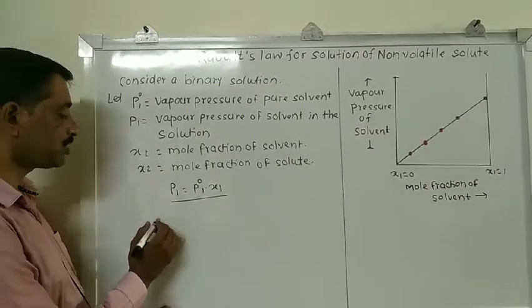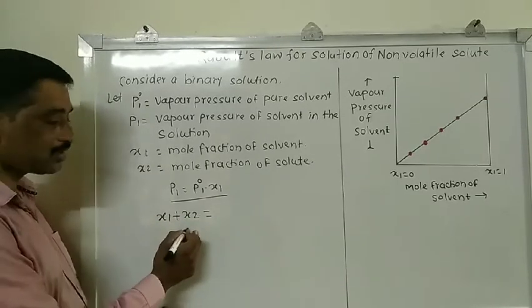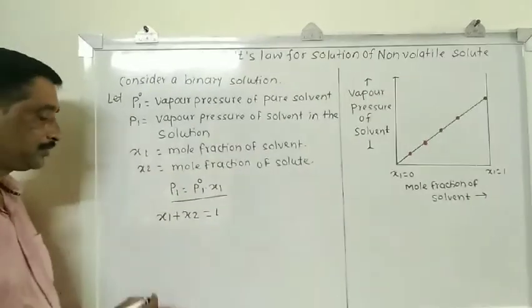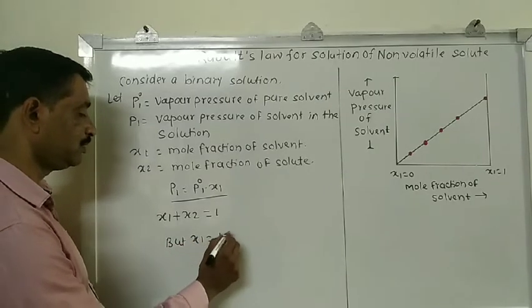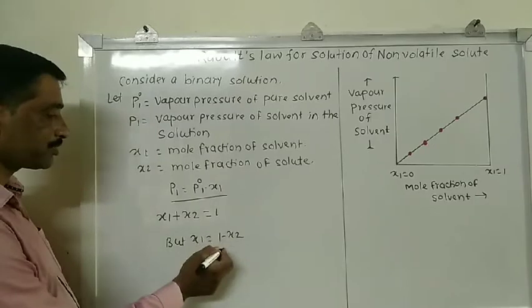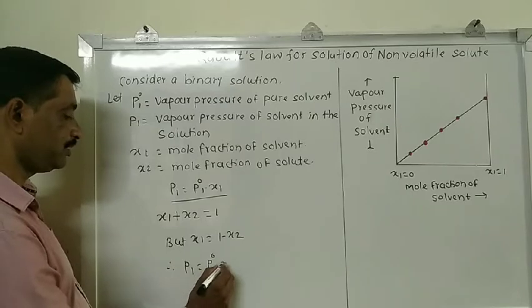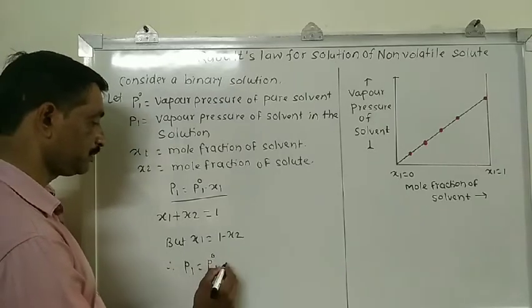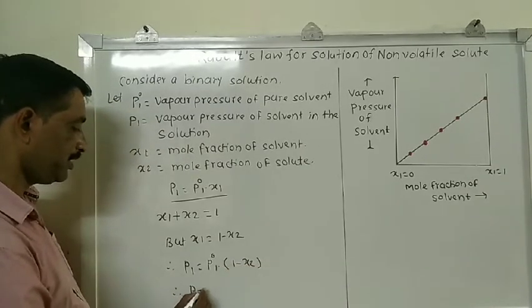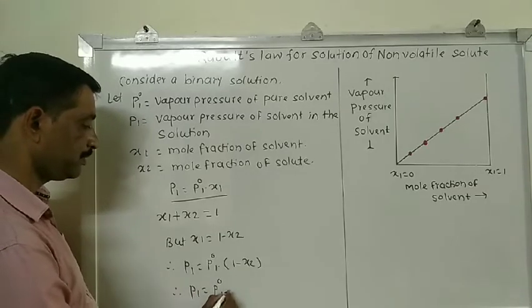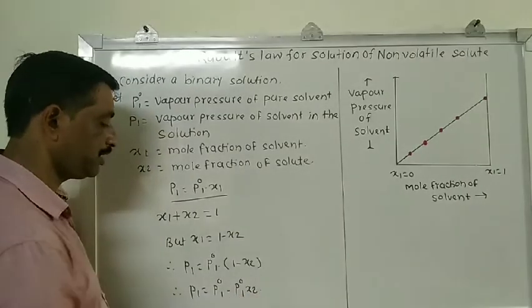So for binary solution, we know that the x1 plus x2, that is the mole fractions of solvent and solute, is equal to 1. And therefore, we can write x1 is equal to 1 minus x2. Substituting this value here, we get P1 is equal to P01 into 1 minus x2, and therefore P1 is equal to P01 minus P01 into x2.